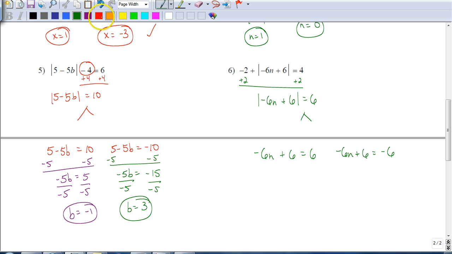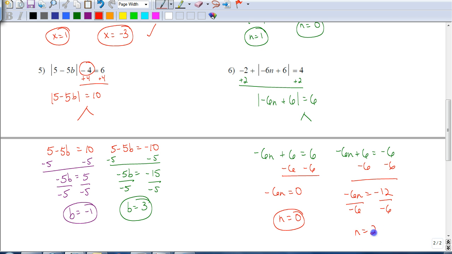So the first one, I would subtract 6 from both sides, and that gives me 0. And when I divide by negative 6, that would give me n equals 0 still. But here when I subtract 6 from both sides, that's negative 12. When I divide by negative 6, I get a positive 2. So here n could equal 0 or n could equal 2.